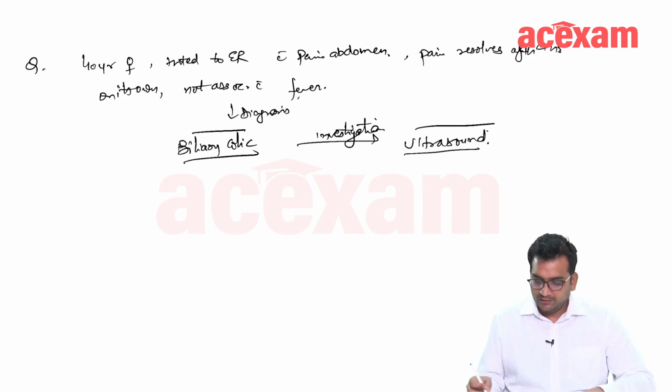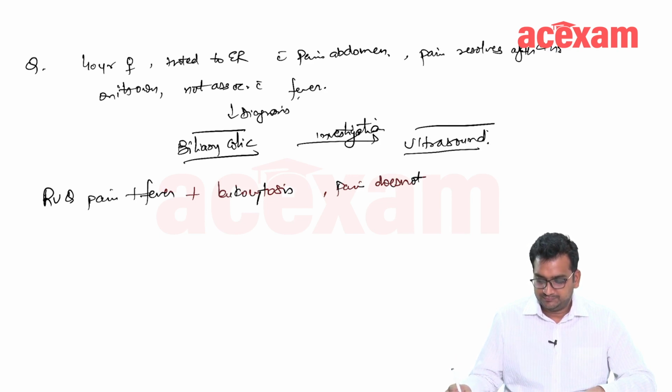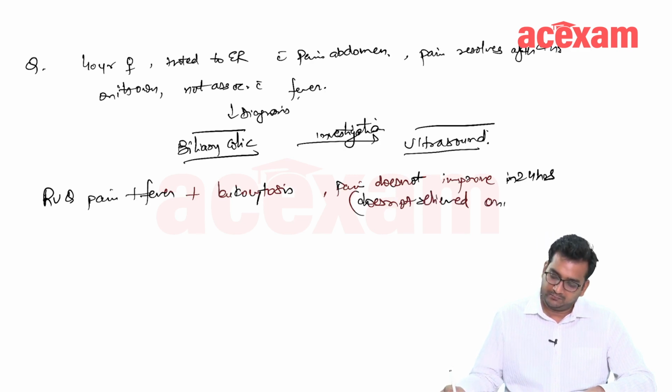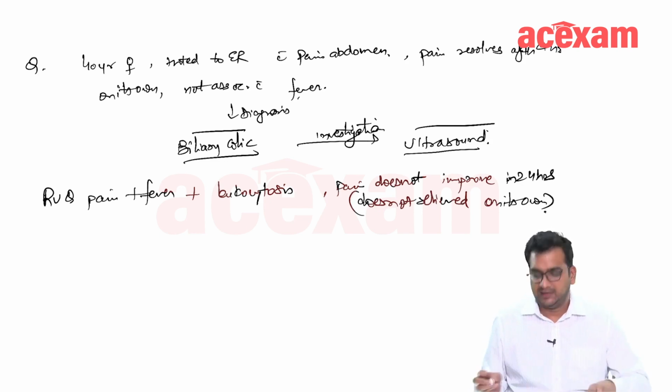And in case there is right upper quadrant pain, fever, leukocytosis, and the pain does not improve in 4 to 6 hours or in 24 hours, does not relieve on its own, in these cases the diagnosis is acute cholecystitis.